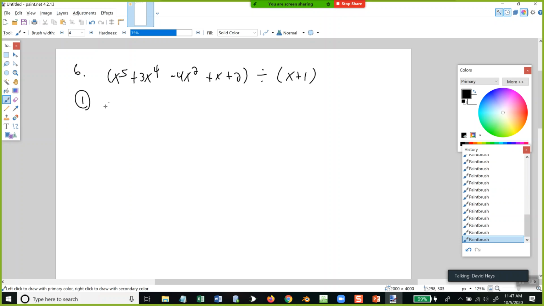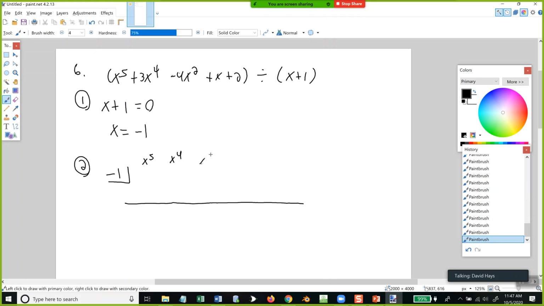Step 1, take what we're dividing by, set it equal to 0, and solve it. And so that gives us x equals -1. Step 2, take the number we just found, put it in a box in the upper left-hand corner. Identify our largest power, which is x to the fifth. So real small across the top, I'm going to write x to the fifth, x to the fourth, x to the third, x squared, x, and no x.